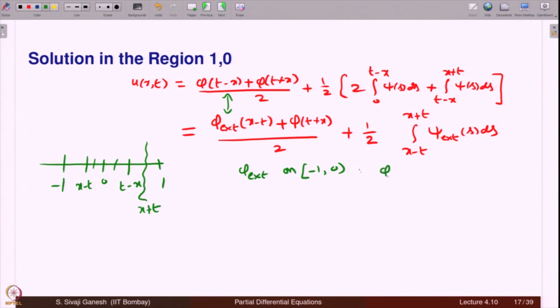Okay. So, phi of any x is equal to phi of minus x, because minus x will be in the 0 1 interval and there we know phi already, it is given there. Similarly, psi of x on this interval is defined as psi of x equal to psi of minus x. If we do this, this term is taken care of, we got this equality. Now we have to worry about why these two integrals put together are equal to this integral.